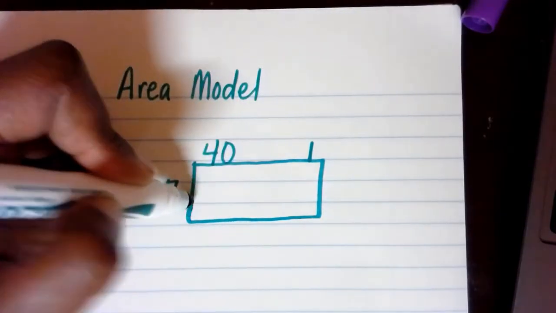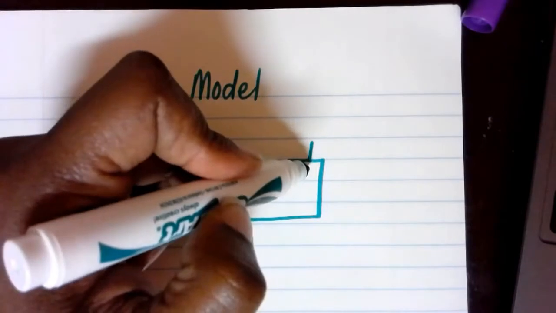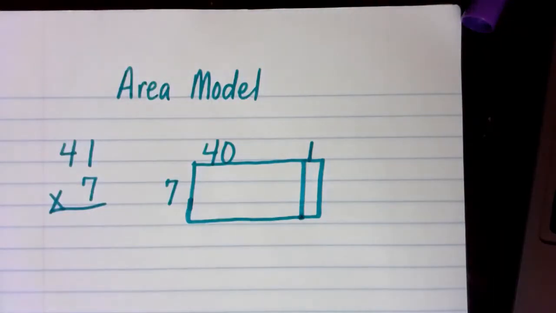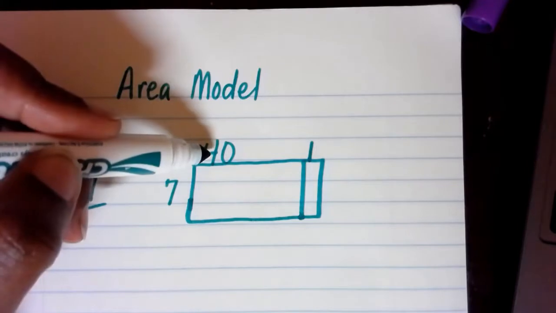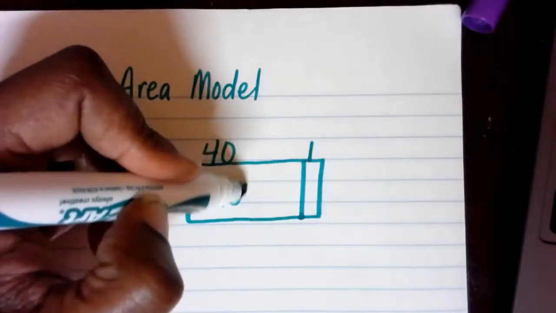We draw a box or a rectangle. And since 40 is a lot bigger than 1, we'll make the 1 section very, very skinny. Now, what we're going to do is partial products. 40 times 7. Well, I know 4 times 7 is 28. And then I'll put a 0 at the end.